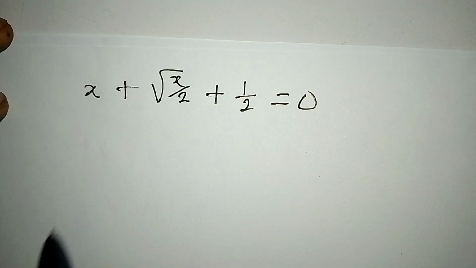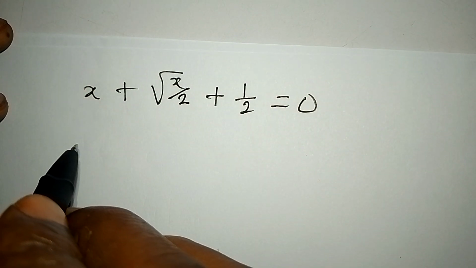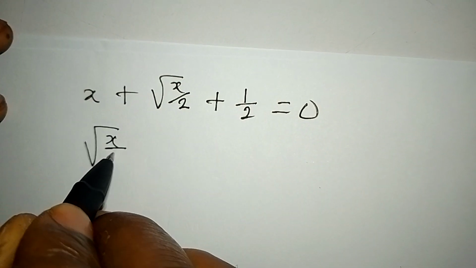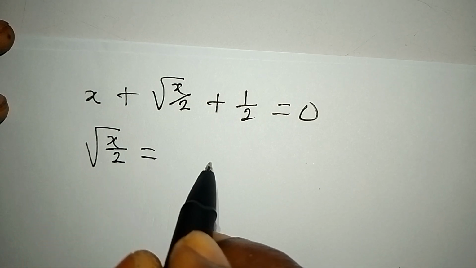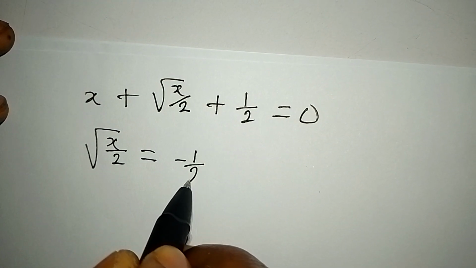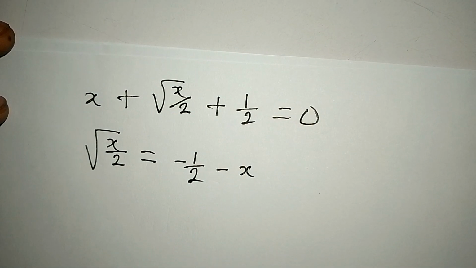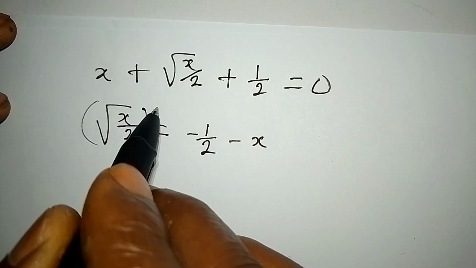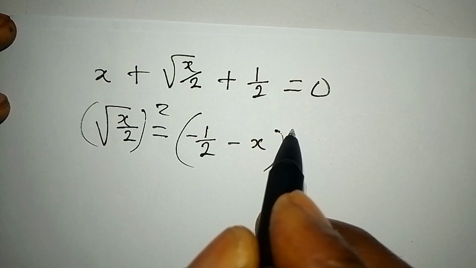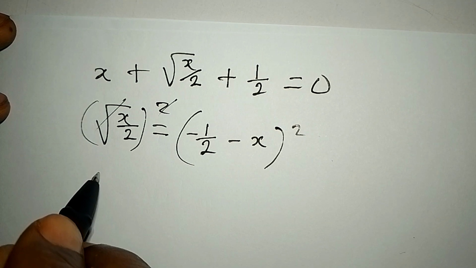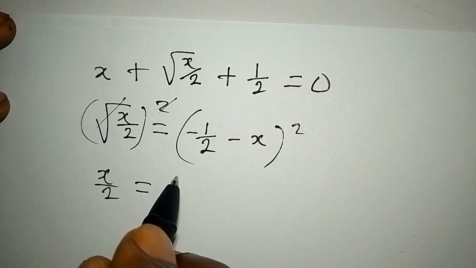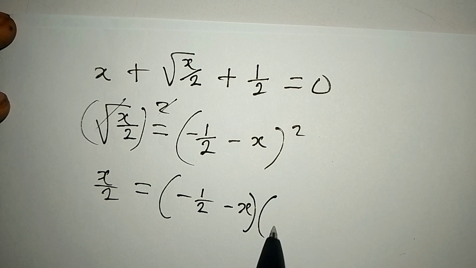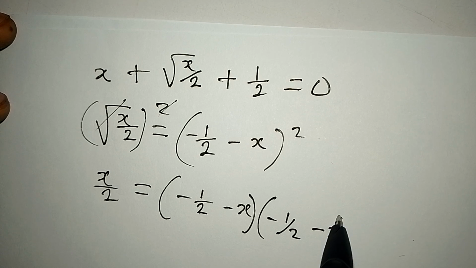Okay, so from here we're going to get other values of x, but let's make this the subject first. So we have the square root of x over 2 equal to negative 1 over 2 minus x, so that from here we can now square the whole of this. The square root and the square will go, so that x over 2 will be equal to negative 1 over 2 minus x multiplied by negative 1 over 2 minus x.